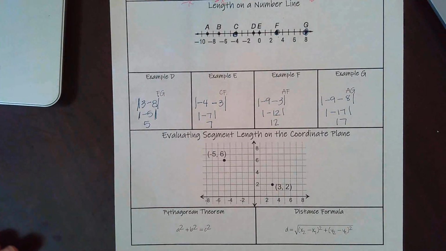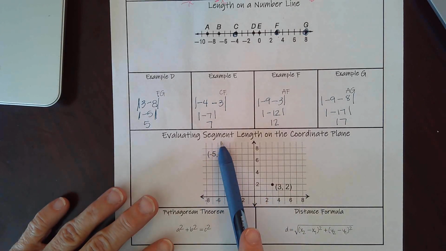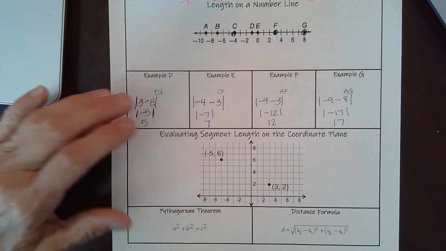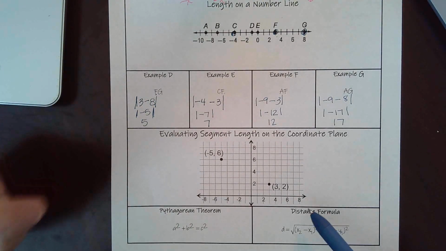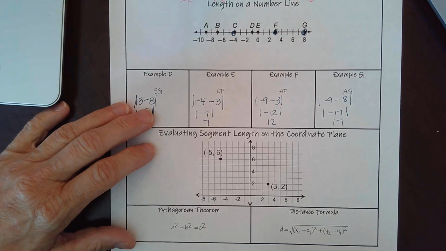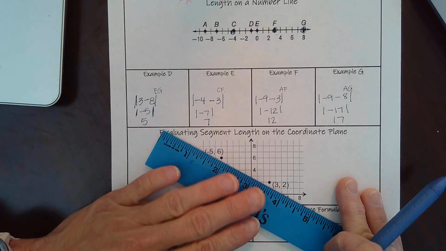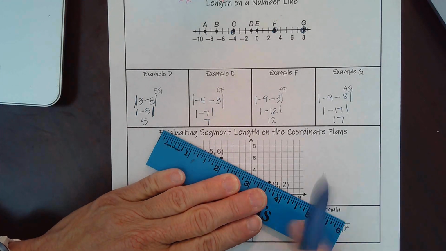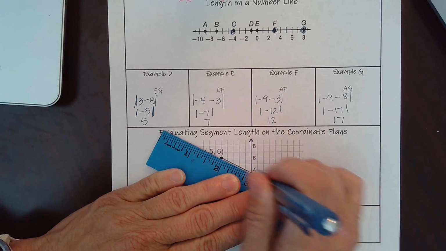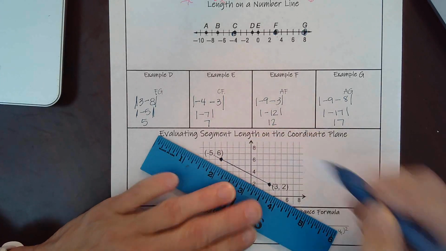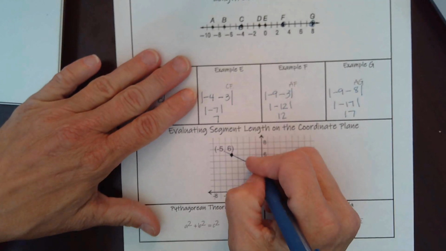Okay, so now let's move on to evaluating segment length on the coordinate plane. We have 2 points, and there are 2 approaches we could take to finding the length of a segment on the coordinate plane. First, I'm going to draw a segment between these 2 points. There are my 2 points, and I basically want that length right there.